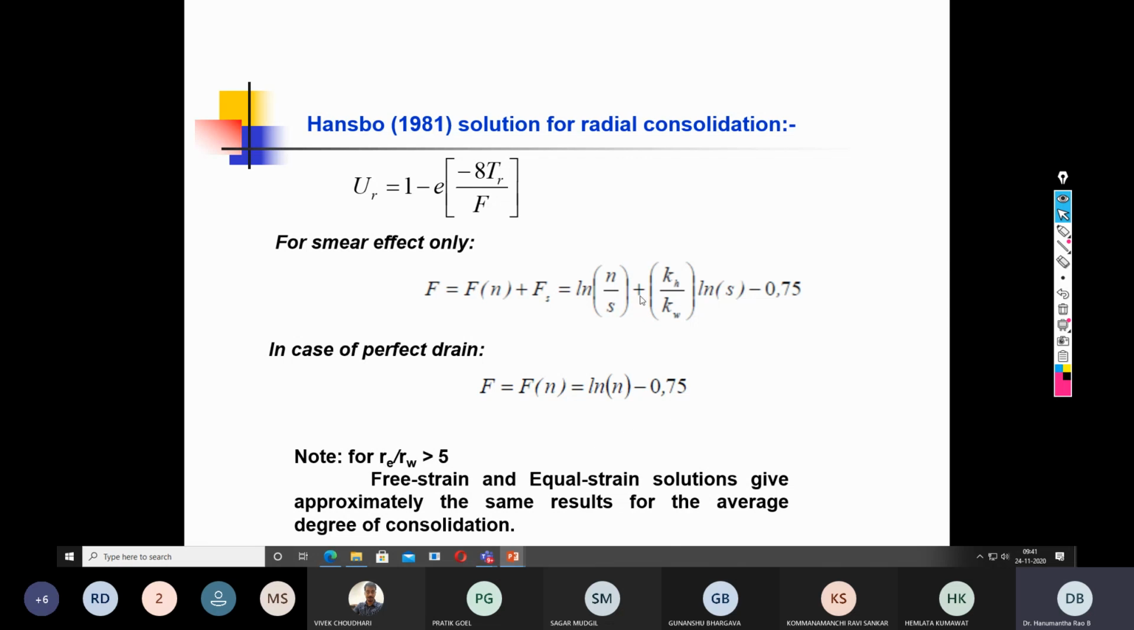So there are some observations by different people. For example, in case R_e by R_w is greater than 5, the free strain and equal strain solutions give approximately the same results for the average degree of consolidation. So this was one of the important observations. If you look at these equations, another thing you can also understand: a few people have considered the free strain condition while others have considered the equal strain condition for deriving the analytical solutions for three-dimensional consolidation.